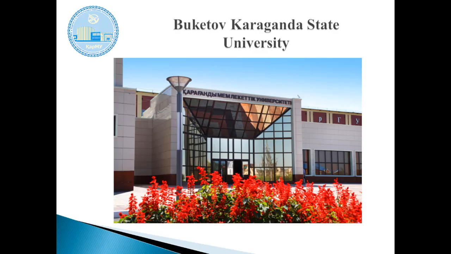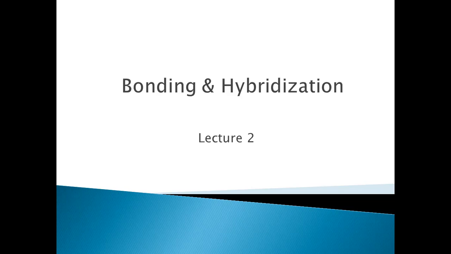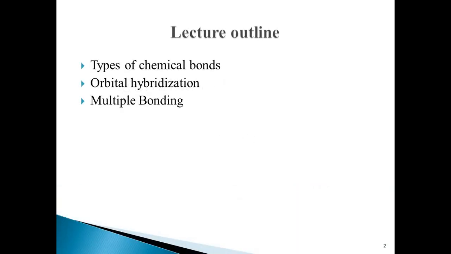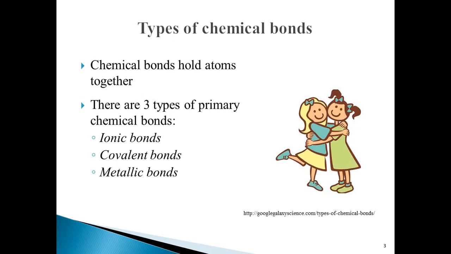Bonding and hybridization. In this lecture, we are going to discuss types of chemical bonds and hybridization. Bonding is the joining of at least two atoms to form a molecule. In 1913, Lewis proposed theories about how atoms combine to form molecules.